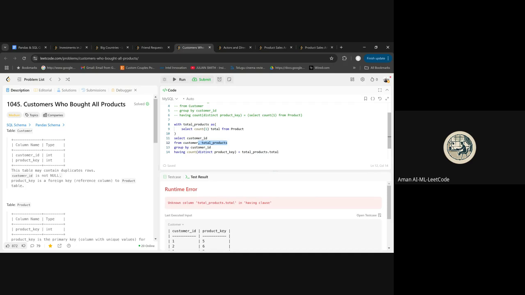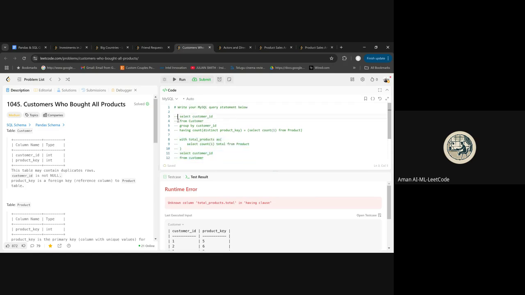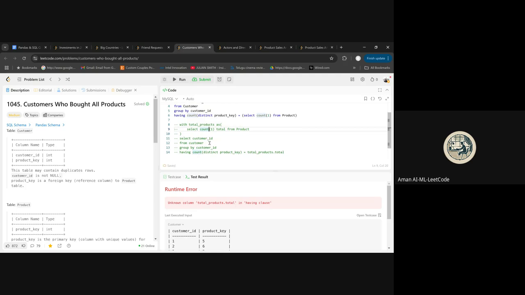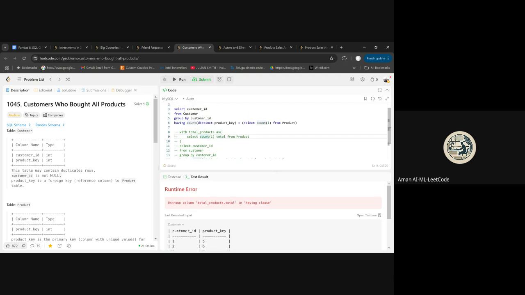You need to join it. We don't have a joining, that's why it's not able to work. I think there's only one way to solve it. Okay. So we have this solution. Not store it in a CTE and then use it, because with a CTE we need a joining condition. We did not do it in the CTE method. Let's submit this.